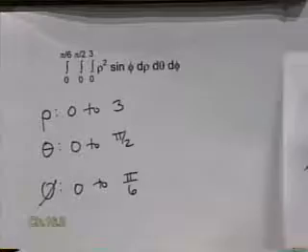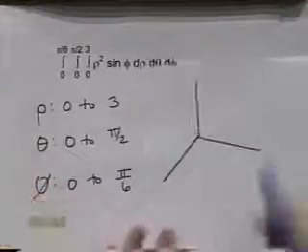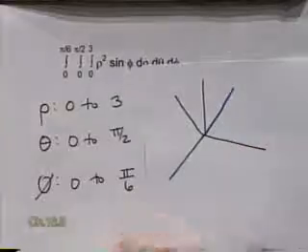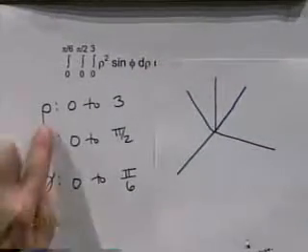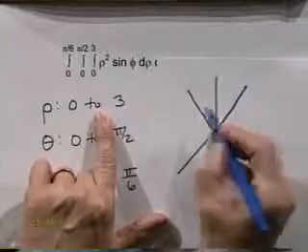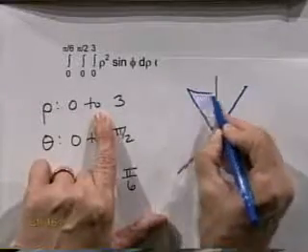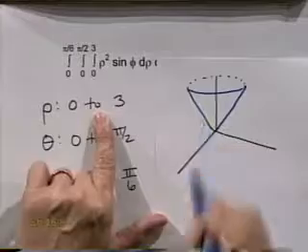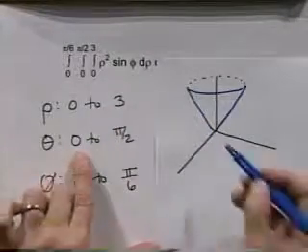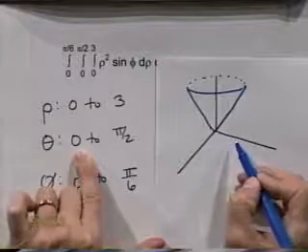Very good. So looking at phi, phi's the king of the kingdom, we can go out a total of pi over 6. All right? Since rho is from 0 to 3, we can go from 0 all the way up to 3. So we're getting a cone, except theta only allows us to go from 0 to pi over 2.